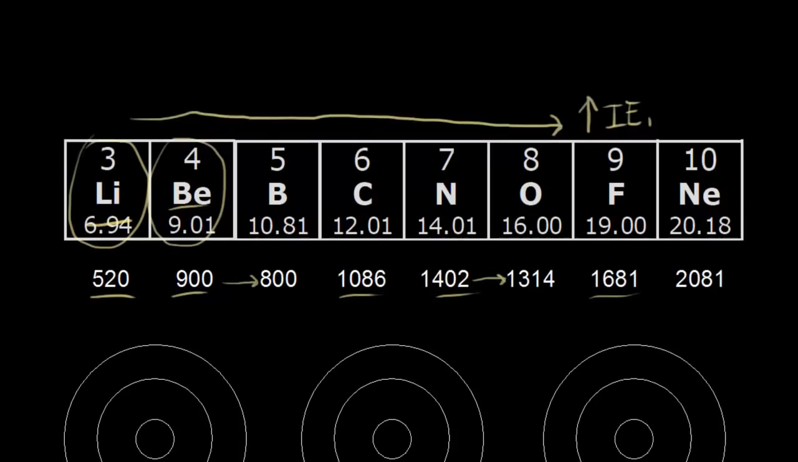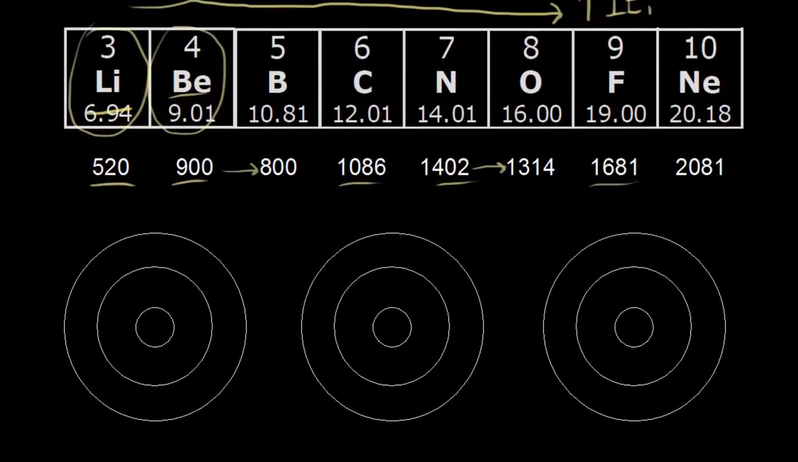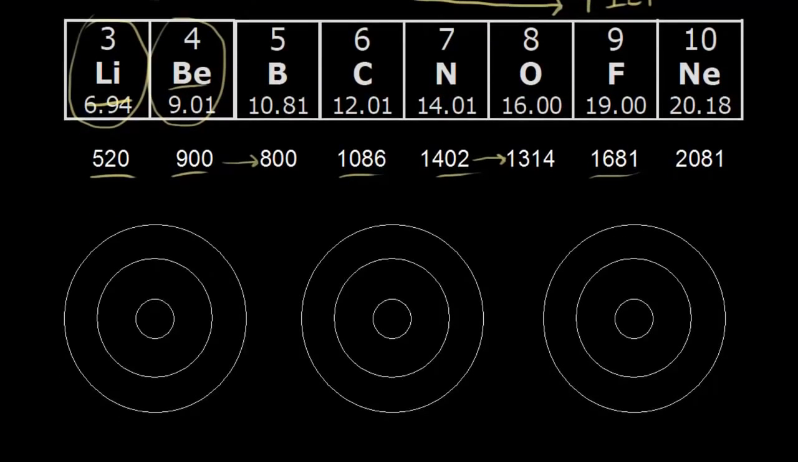Let's look at these diagrams down here, and let's go ahead and draw in lithium and beryllium. First, lithium with an atomic number of 3, so 3 protons in the nucleus, and the electron configuration for lithium is 1s2, 2s1. So 2 electrons in the first energy level occupying an s orbital, and in the second energy level, 1 electron. So let's go ahead and put in that 1 electron there.